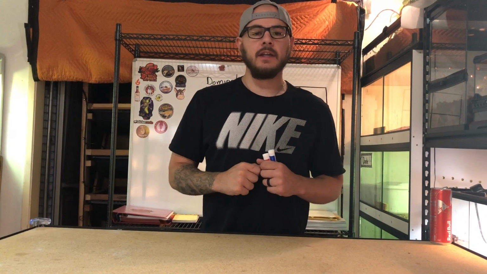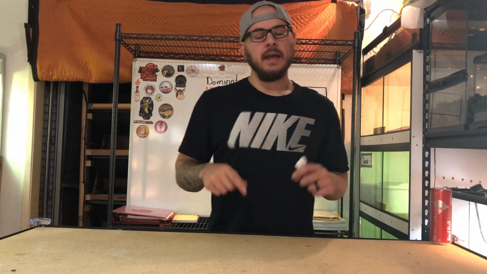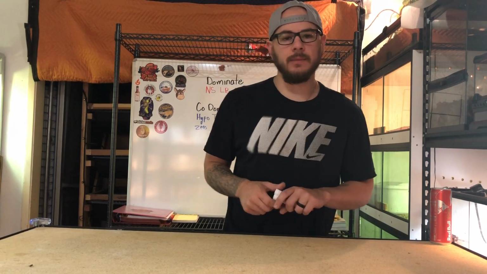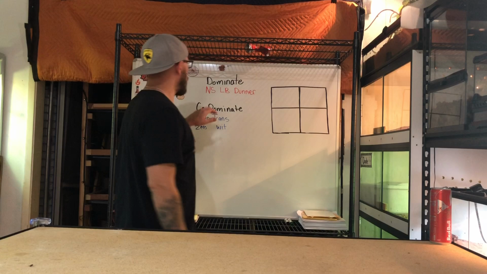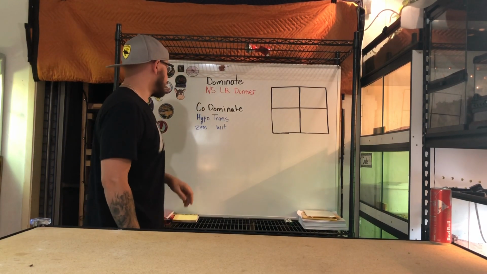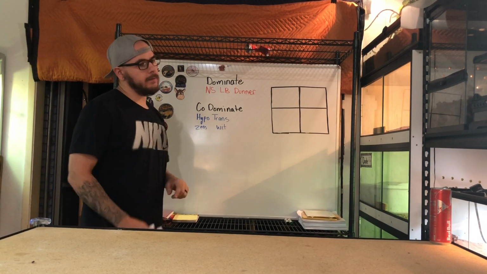Today we are going to be talking about genetics. How you can produce visuals, how you can produce hets, and what traits are dominant and co-dominant in bearded dragons. And what that means. So dominant traits, we're looking at normal scale, leatherback, and dunner. Co-dominant traits, we're looking at hypo, trans, zero, and wit.